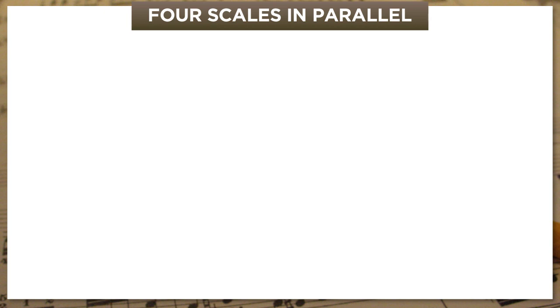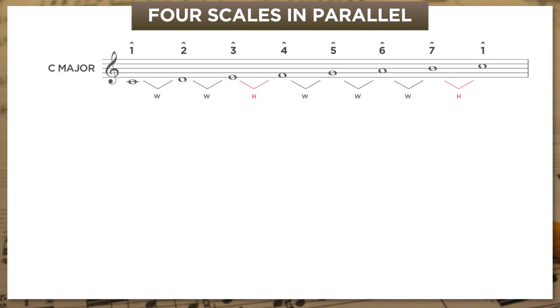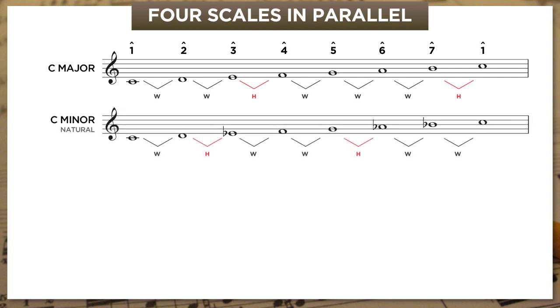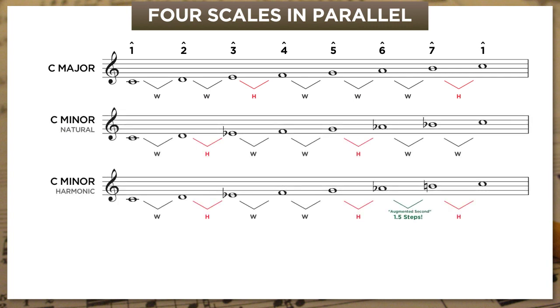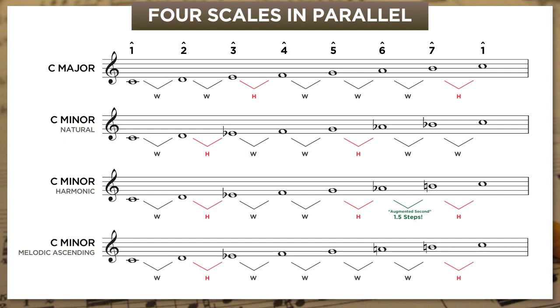So at this point, it might be helpful to think about major and minor scales in parallel, that's to say, starting on the same note. Until now, we've only thought about them in terms of the relative relationship, as when C major and A minor share the same notes. Now I want to think about how C major relates to C minor. And of course, this means all three versions: C natural minor, C harmonic minor, and C melodic minor.